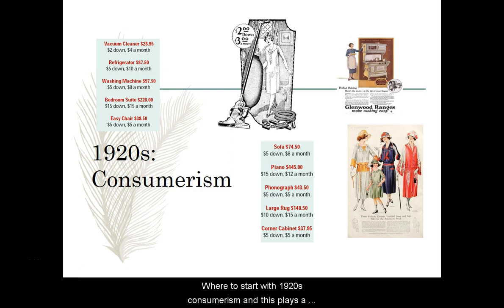We're going to start with 1920s consumerism, and this plays a huge role in society because now, as we spoke about in 4.1, Americans have more disposable income. That means they have more money to spend after they've paid all their bills and can afford nicer, fancier stuff because now they're buying on credit, which is not something that we were allowed or able to really do so much prior to the 1920s.